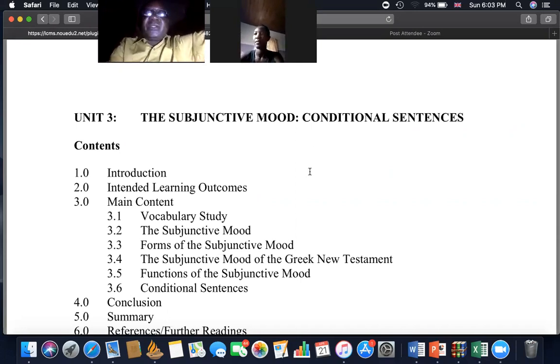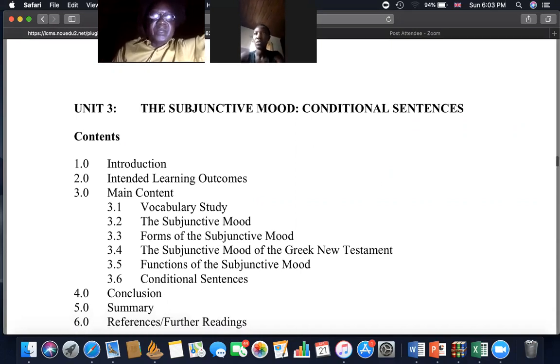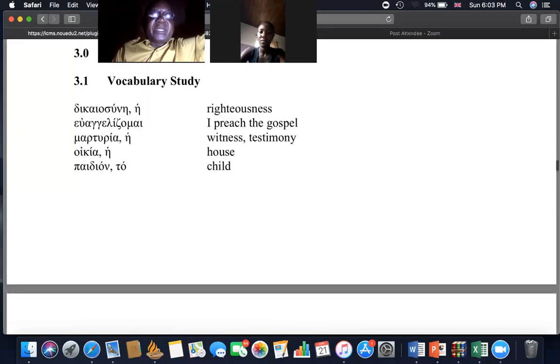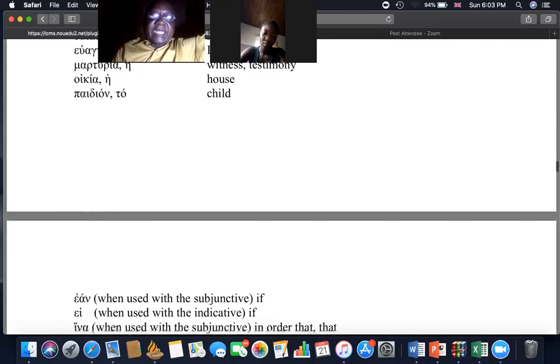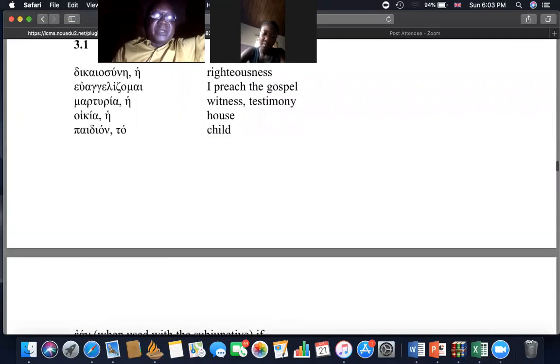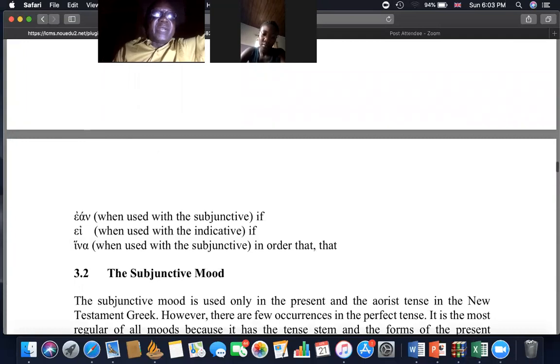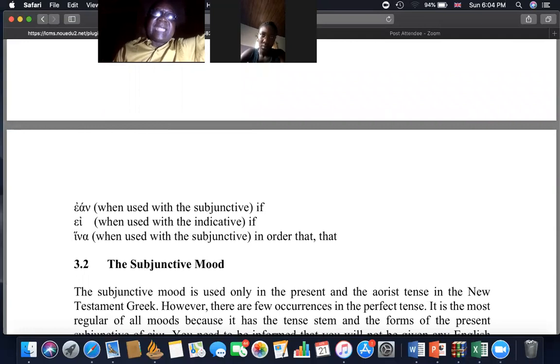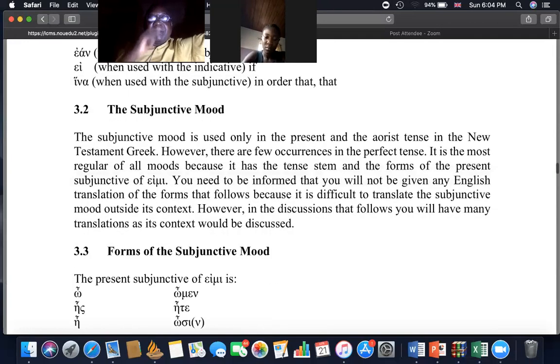Okay, so we are going to handle the subjunctive mode and the imperative mode. We have to move a little bit fast. What we have been doing up to this point actually falls under the indicative mode. Now, take note of these vocabularies, especially ean and ina, that are used exclusively for the subjunctive mood. Now, we are going to talk about the subjunctive mood.